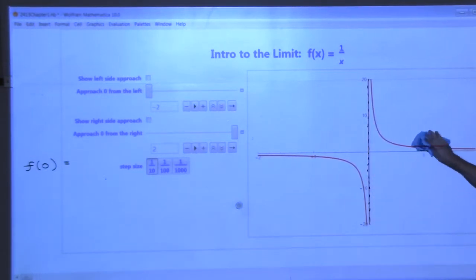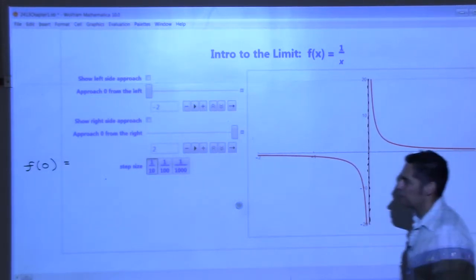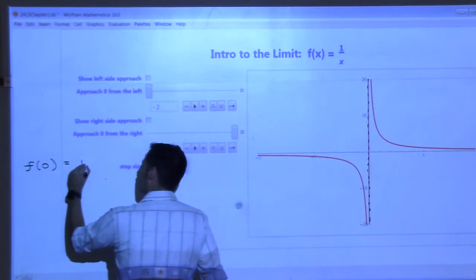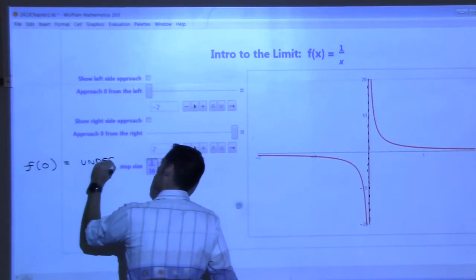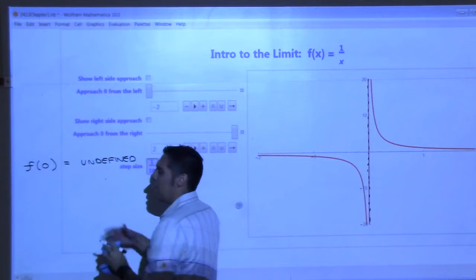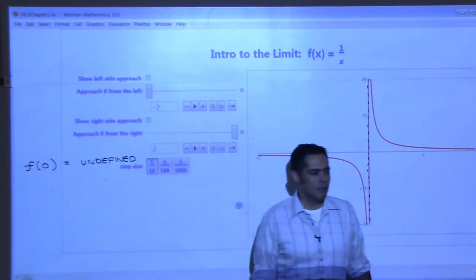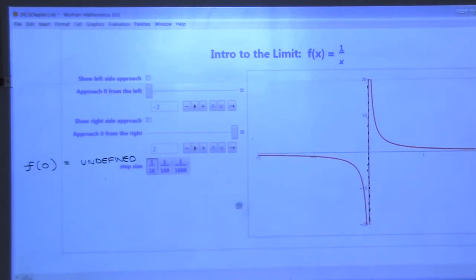So what is f of 0? College algebra question. I think I heard it. What? Undefined. Can I put does not exist here? No, you should not use does not exist for evaluating a function at a specific point. Undefined, that's good. How about coming in from the left?